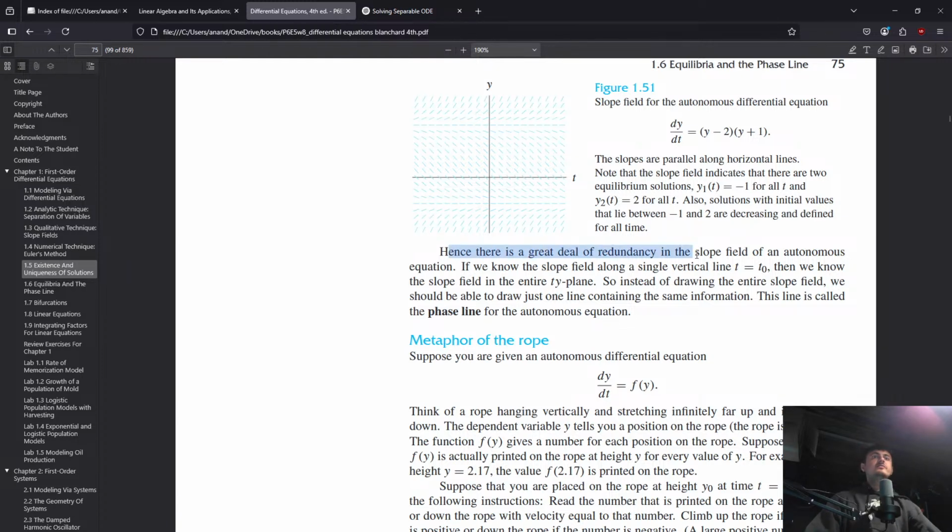All right, there's a great deal of redundancy in the slope field of an autonomous equation. If we know the slope field along a vertical line, t equal to t0, then we know the slope field for the entire ty plane. That's an interesting point. So instead of drawing the entire slope field, we should be able to draw just one line containing the same information. This is called the phase line for the autonomous equation.